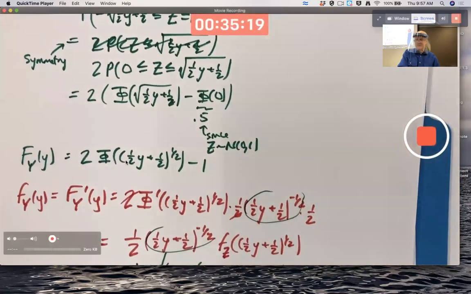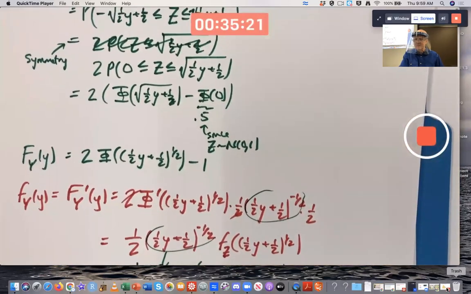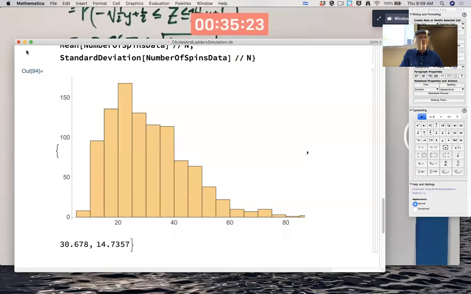Let's do some simulation with this as well, just to re-emphasize some simulation ideas.